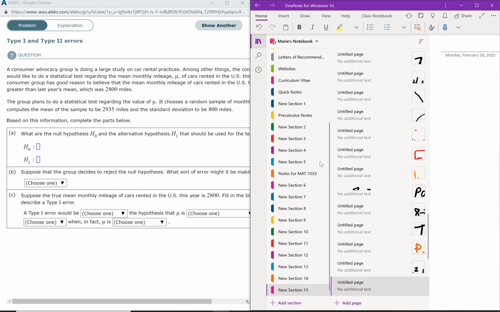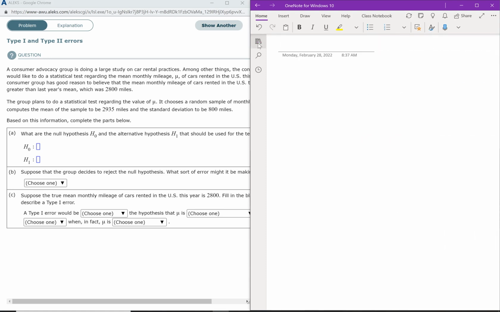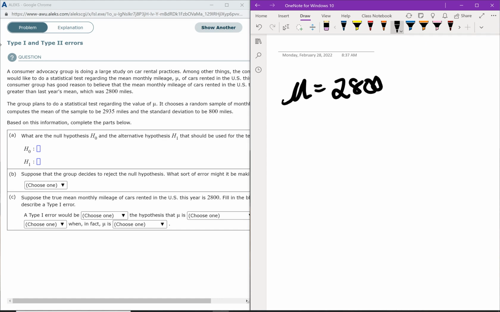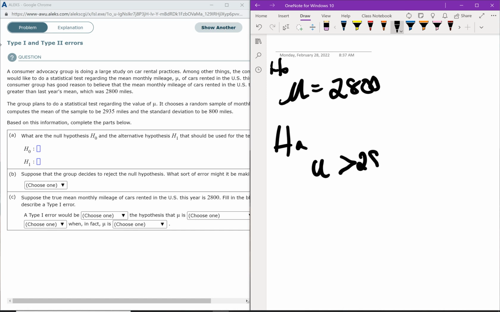Based on this information, I feel comfortable saying that mu is equal to 2,800, and this would be the null hypothesis, obviously. So this is your H0, or your null. In the HA, we would say that mu is greater than 2,800. All right, so that answers part A.